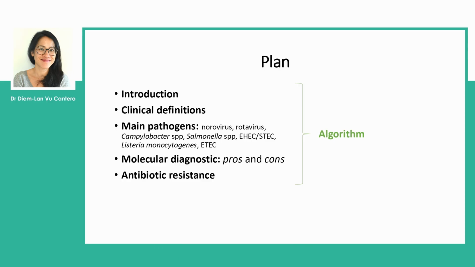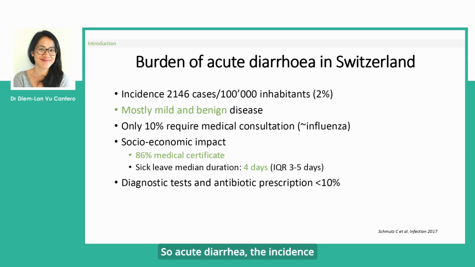of acute diarrhea. So, acute diarrhea: the incidence in Switzerland is more or less 2%. The disease is mostly mild and benign, and it requires medical consultation in only 10% of cases. But the socio-economic impact can be important, with up to 86% of medical certificates delivered and a median sick leave duration of 4 days. Diagnostic tests and antibiotic prescriptions are needed in less than 10% of cases.